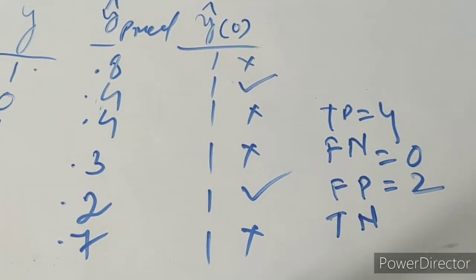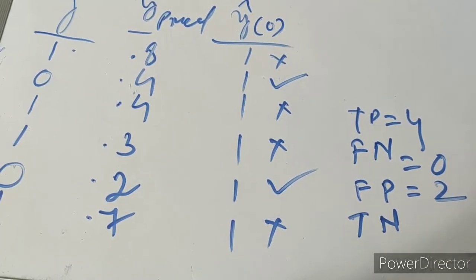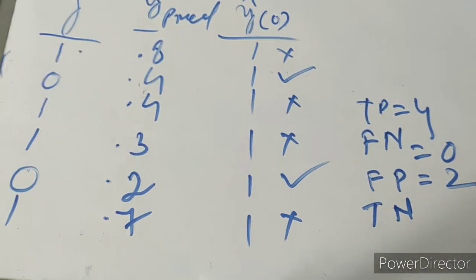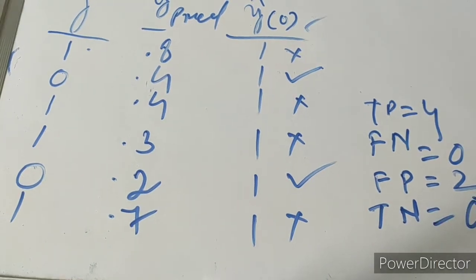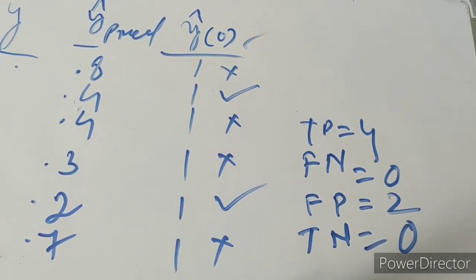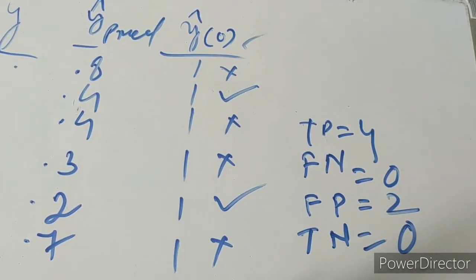Now what is true negative? True negative means when actually it is 0, it is being predicted as 0. So there is no 0 when 0 is taken as the threshold value. So true negative is again 0. So now we have found our true positive, false negative, false positive and true negative. So let's put it in the formula.